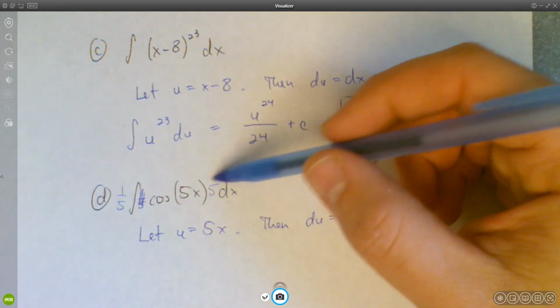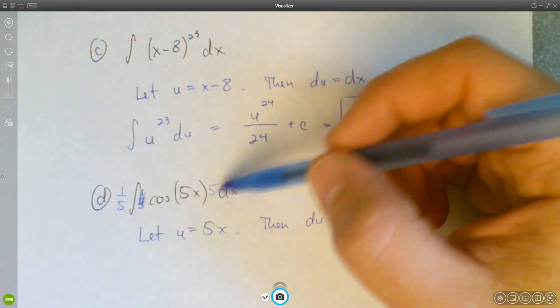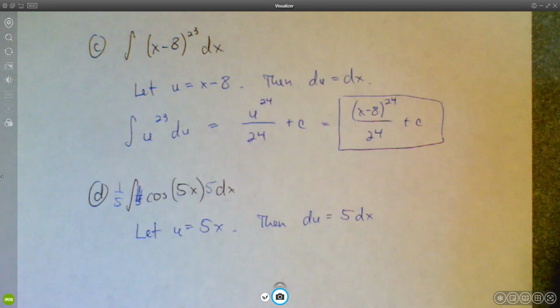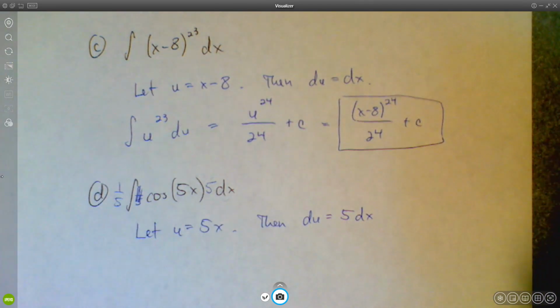There I've got du, right? So this is going to be cosine u du, as long as I have a 1/5 out there. That's one way that you could think about it.